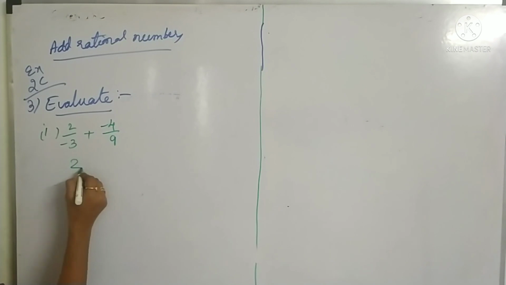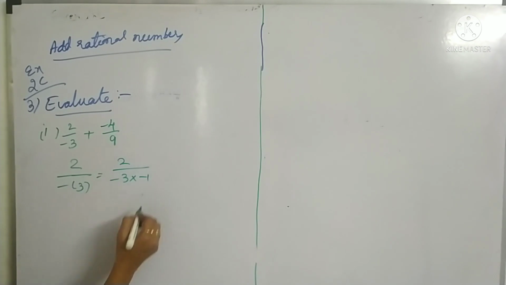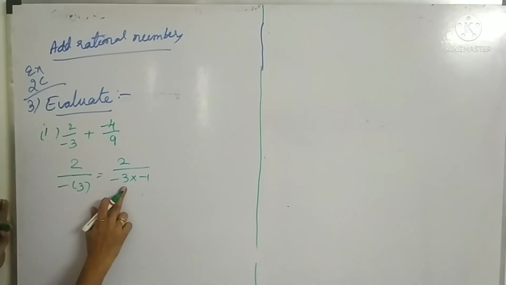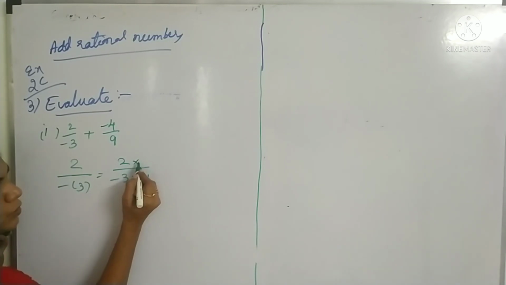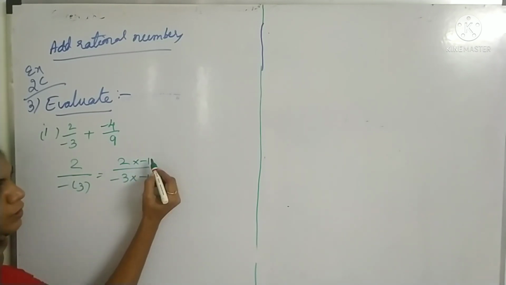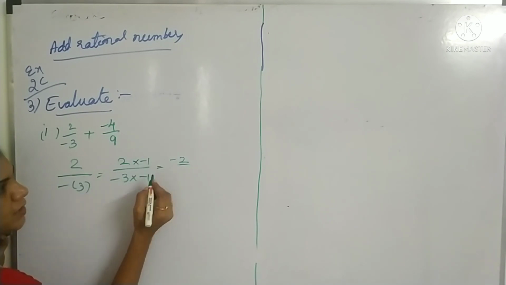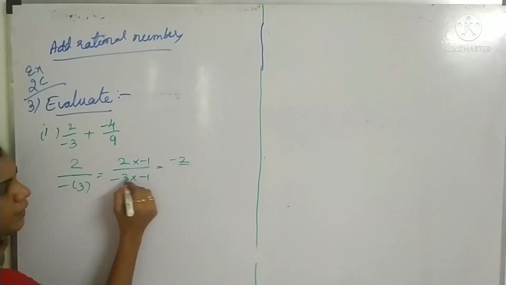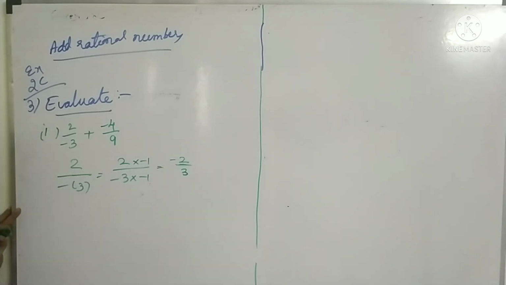See, 2 by minus 3. So minus 3 multiplied with minus 1 converts the given denominator into positive. We have to multiply with minus 1. Whatever you do in the denominator, you have to do in the numerator also. So 2 into 1 is 2, with plus into minus giving minus. In the denominator, minus into minus is plus, 3 into 1 is 3. You get minus 2 by 3.